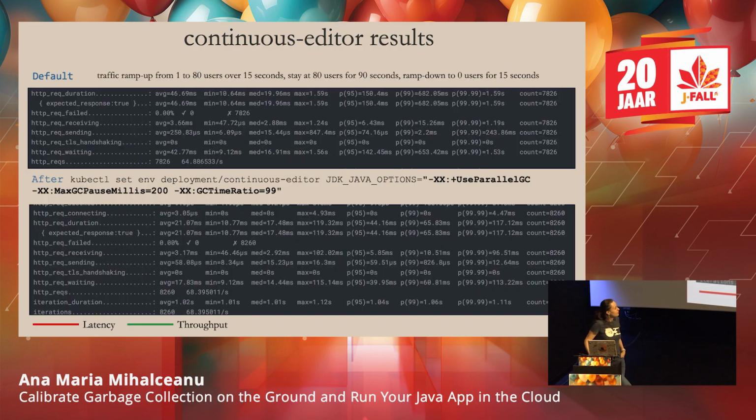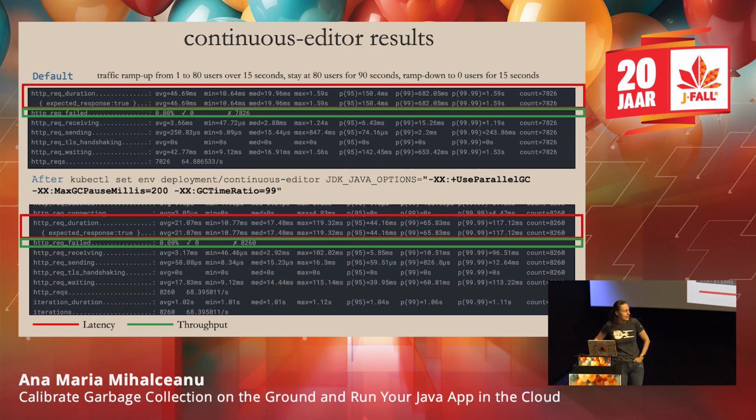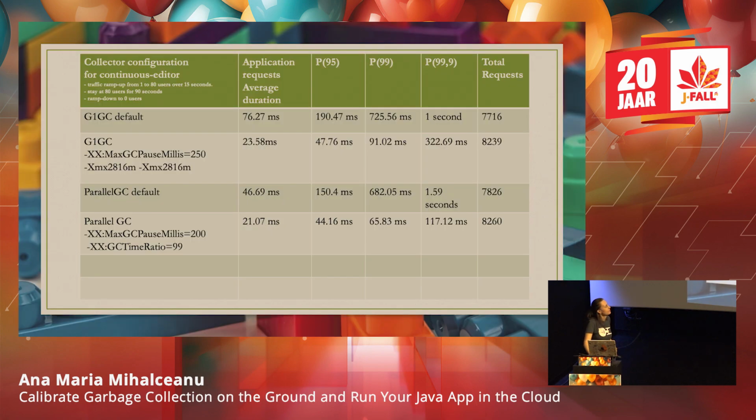Now, continuous editor, on the other hand, I said, okay, I'm going to go for throughput for this one. So I'm going to set also the GC time ratio to 99 according to the formula. So I expect to see throughput increase, and I did. If I'm looking at the details for the latency, well, latency improved a bit compared to the other one, but what I see mostly increasing is the throughput. So I was pretty much happy with the details that I set there.